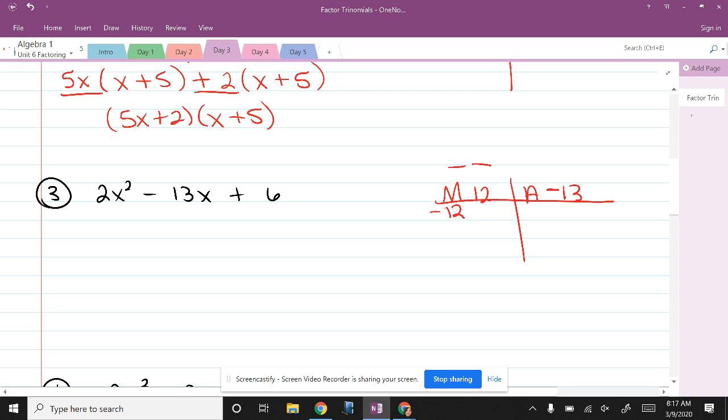Negative 12 and negative 1? Does that add to get negative 13? Sure does. Okay, so we keep 2x squared. And what goes in the middle? Minus 12x, minus 1x, and then plus 6.